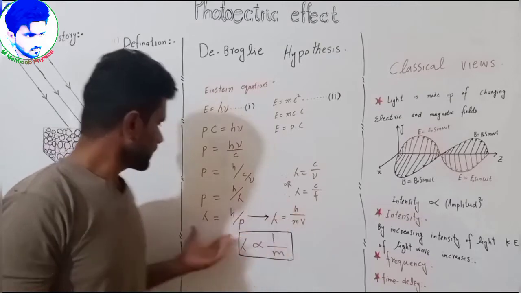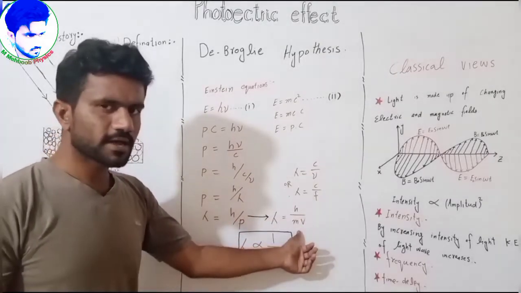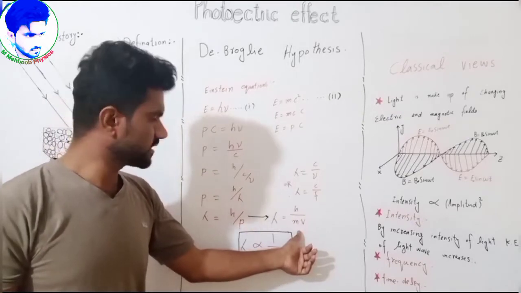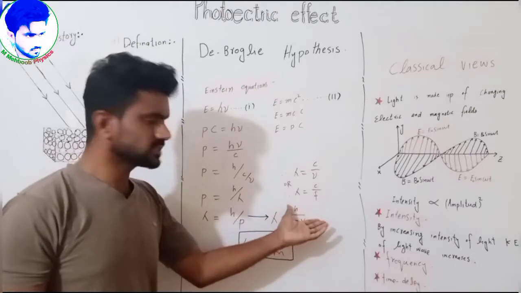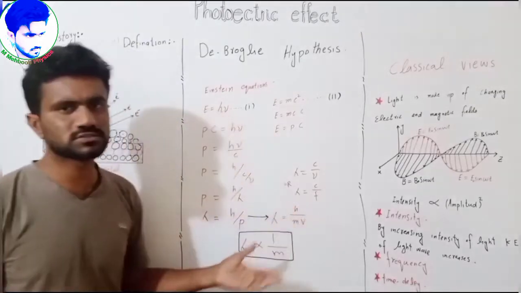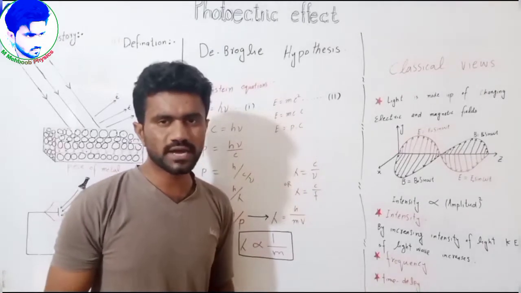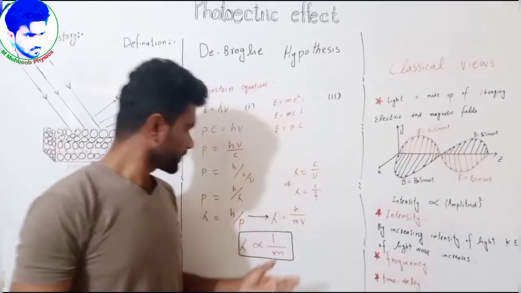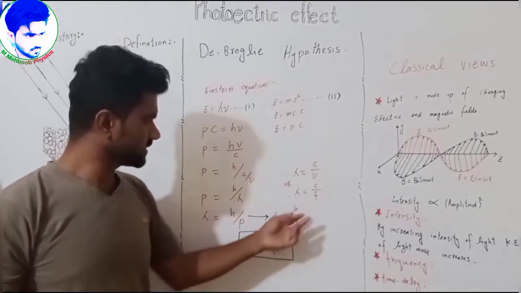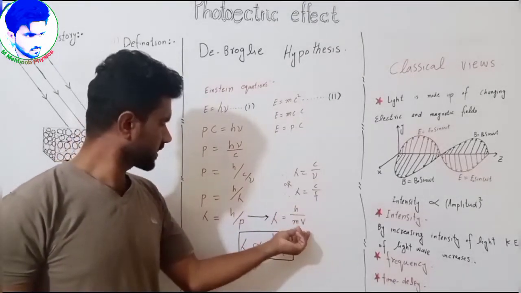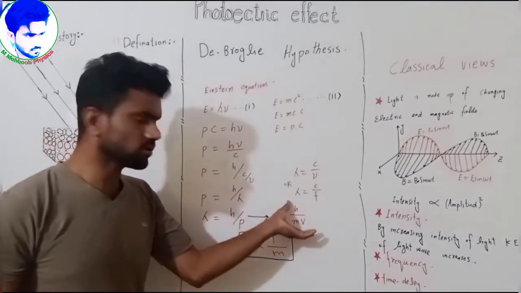And lambda equals h divided by m into v, where v is the velocity of that object. Here h is the Planck's constant, having the value 6.626 cross 10 raised to the power minus 34 joule second. These are the constant values.